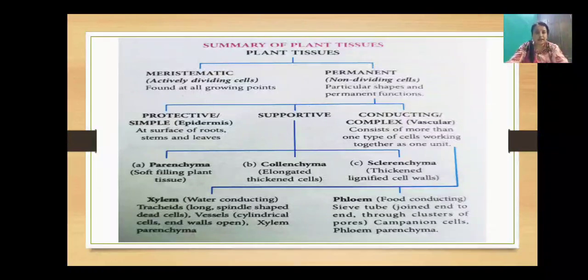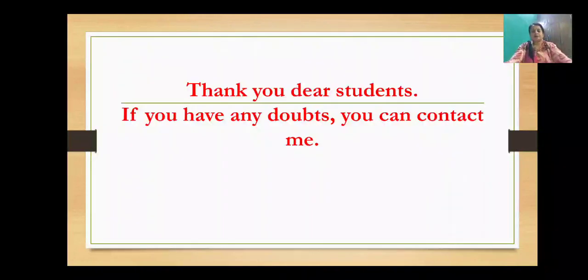Different cells are present in these tissues. We can see here the tracheids, the xylem parenchyma and the xylem vessels, whereas in the phloem we can see the sieve tubes, the companion cells, and the phloem fibers or the phloem parenchyma cells. Now, today we wind up the session since we have already discussed the plant tissues.